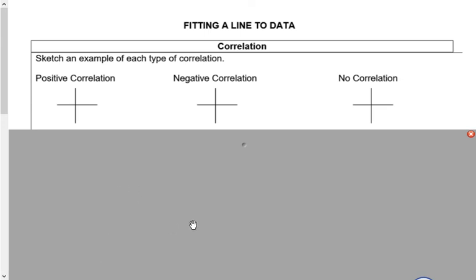Fitting a line to data, we're going to sketch a type of correlation. We have three correlations: a positive, a negative, and no correlation. A positive correlation or trend line would have the dependent variable increasing as the independent variable increases. A negative correlation would have the dependent variable decreasing as the independent variable increases. And no correlation would not be going in a negative or positive direction, kind of in a random form.